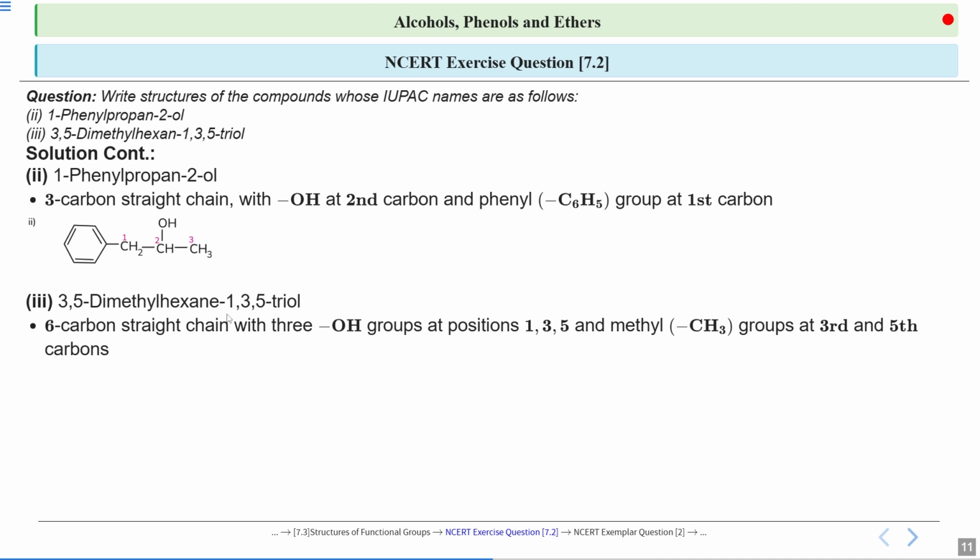So we have a 6-carbon straight chain with 3 hydroxyl groups, because we have 1,3,5-triol. The OH group, the alcohol group, is attached at the first carbon, third carbon and fifth carbon, and the methyl group is again 2 in number and attached at the third and fifth carbon respectively. So we draw a single 6-carbon straight chain, and at the fifth position we add OH, at the third position we add OH, and at the first carbon we add OH, and at the third and fifth positions we add methyl, and the other valencies will be fulfilled by hydrogen atoms. You will get this structure of 3,5-dimethyl hexane 1,3,5-triol.